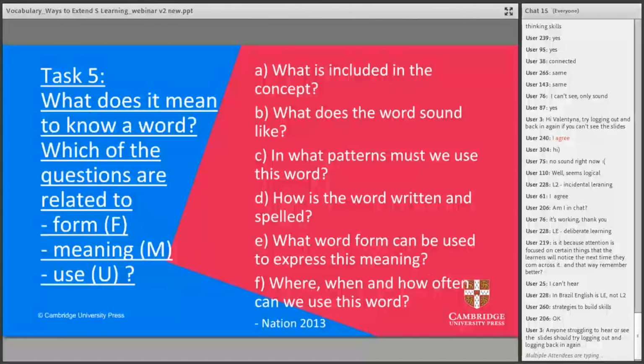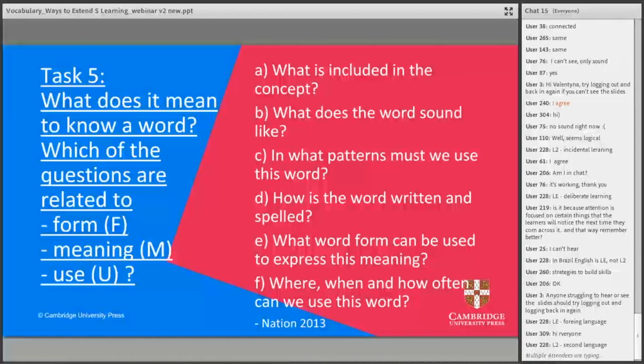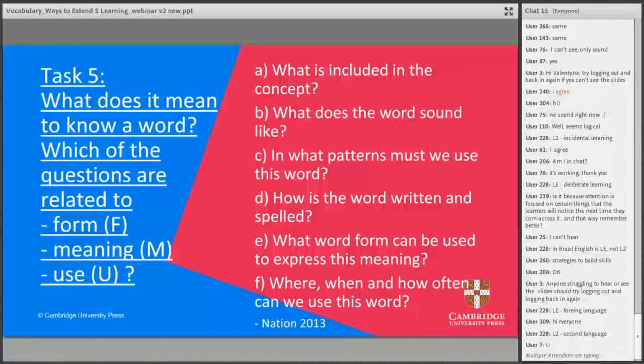So we can look at the form of a word, the way it's made. We obviously need to look at the meaning of a word, what a word will actually mean. And we also need to look at the way that a word is used. Now, from A to F, there are 6 questions. And what I'd like you to do is try and match these questions to the three different categories of form, meaning, and use.